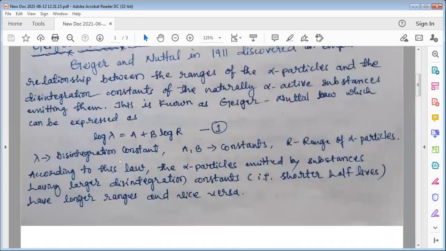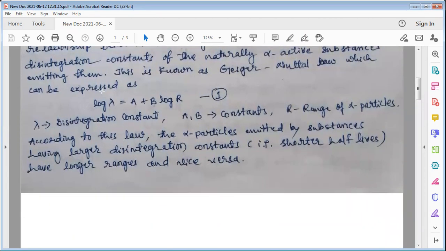log lambda is equal to A plus B log R, where this lambda is called the disintegration constant. That means how many particles are emitted by a radioactive substance per unit time is called the disintegration constant, and these A and B are the constants, and R is the range of the alpha particle.